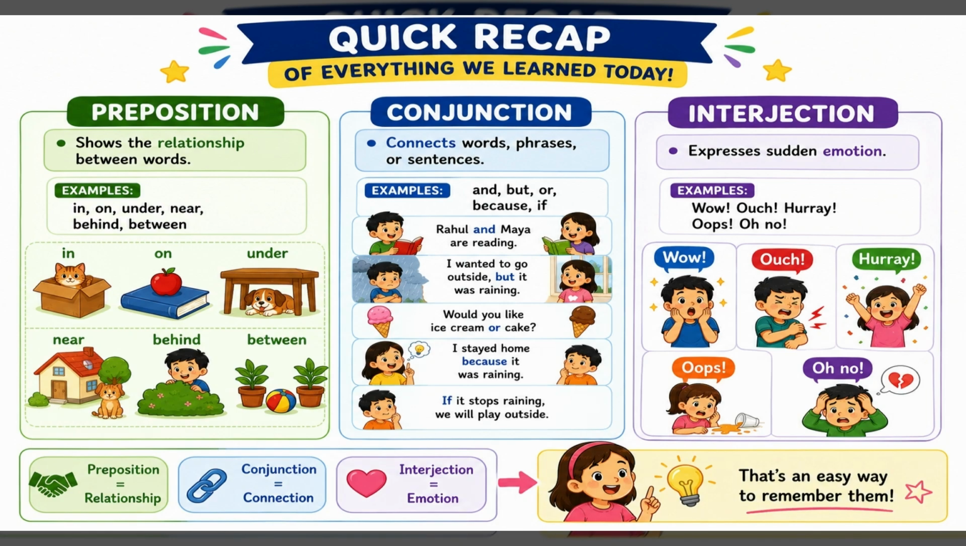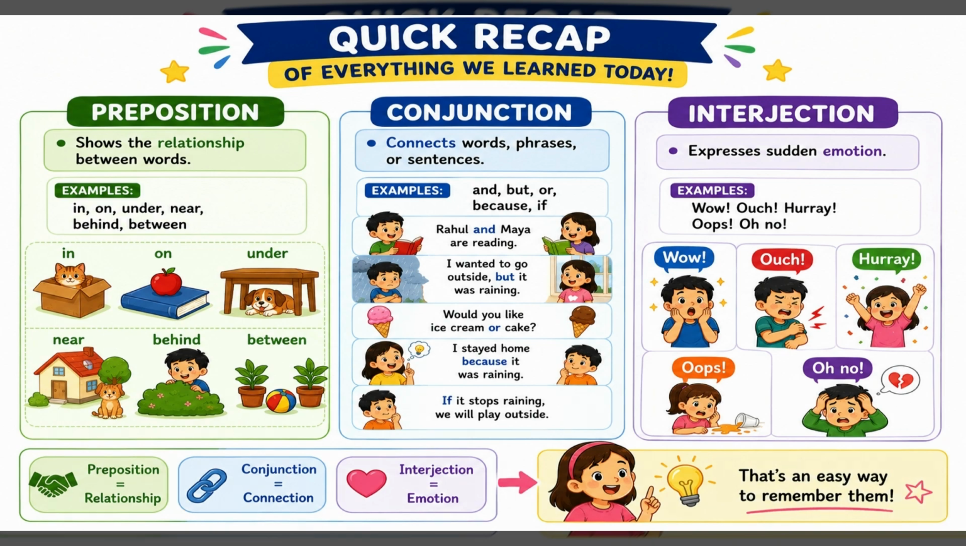Conjunction is a word that joins words, phrases, or sentences together. Some common conjunctions are and, but, or, because, if. For example, I was tired, but I finished my work. Here, but connects two ideas. So remember, conjunction is equal to connection.